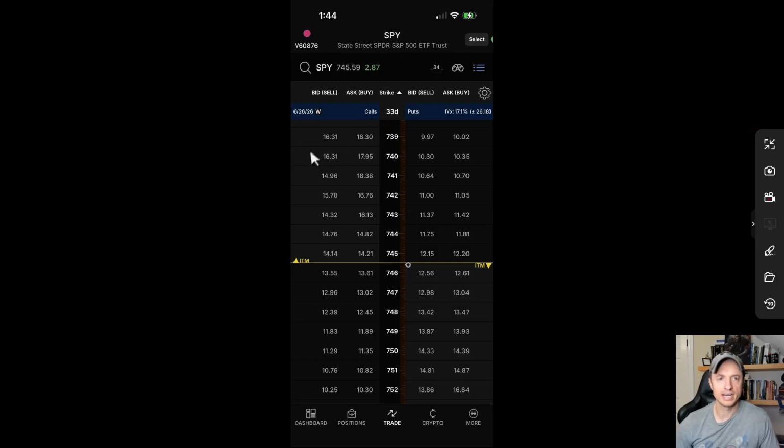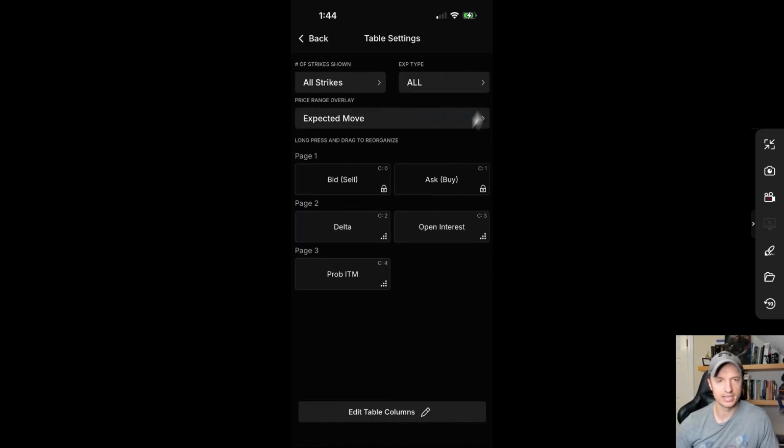We have the call side on the left hand side and the put side on the right hand side, and you can click on this little gear icon as well, and you can customize some of your information. So you can customize the number of strikes shown, the expiration type, the price range overlay, and then you could also select which columns you want to see.